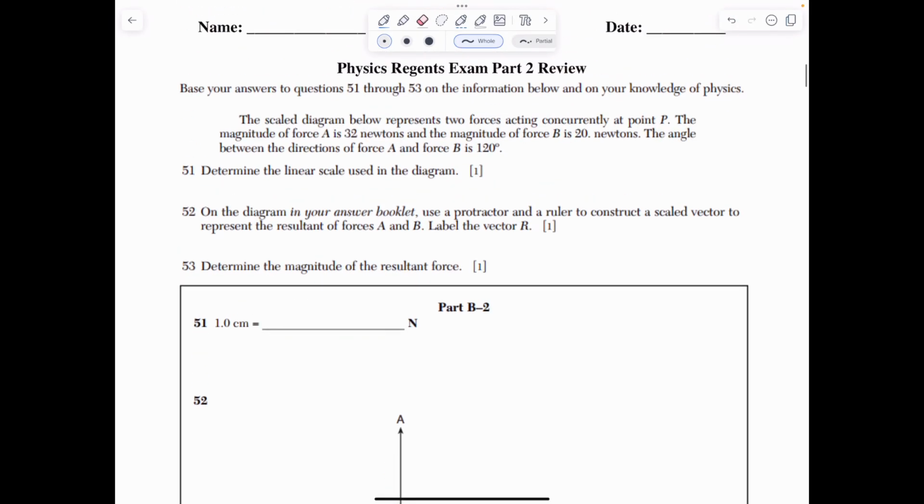Okay, we're going to do some part two questions from our practice Regents exam. Let's start right off the bat with 51 through 53. We'll read the question. It says, the scale diagram below represents two forces acting concurrently at point P. The magnitude of force A is 32 newtons. The magnitude of force B is 20 newtons. The angle between the directions of force A and force B is 120 degrees.